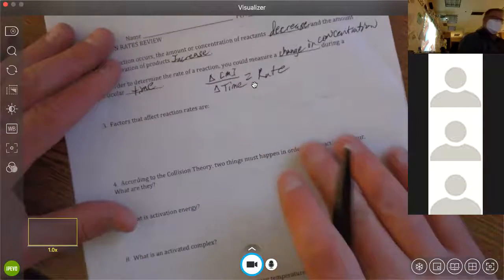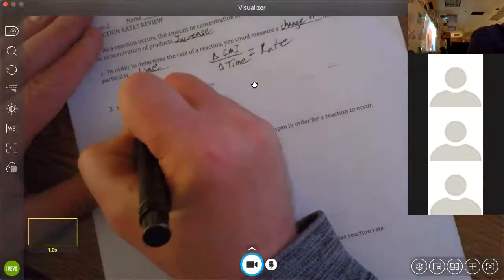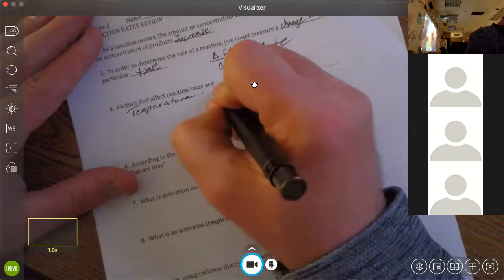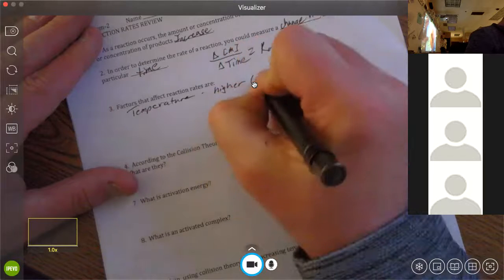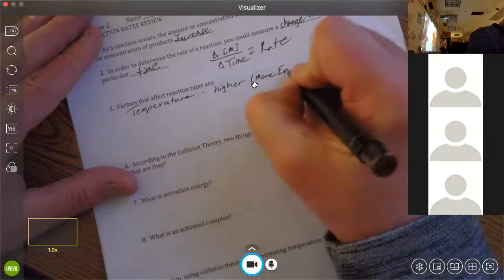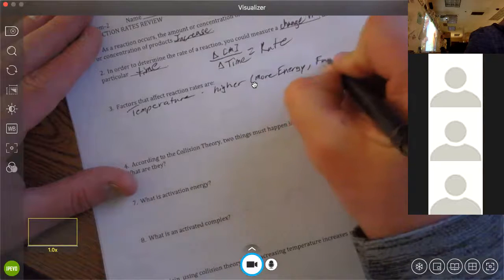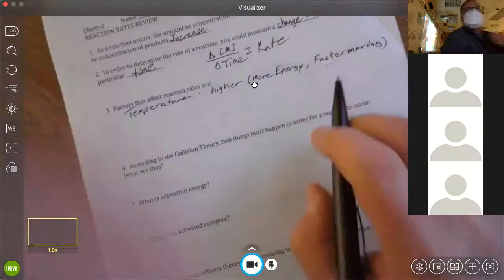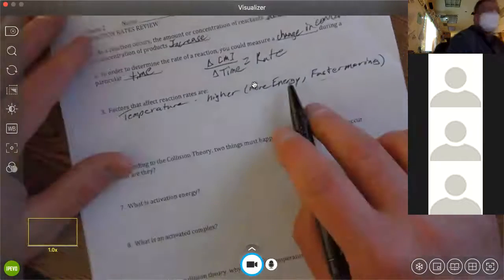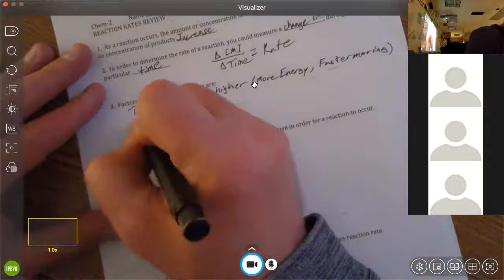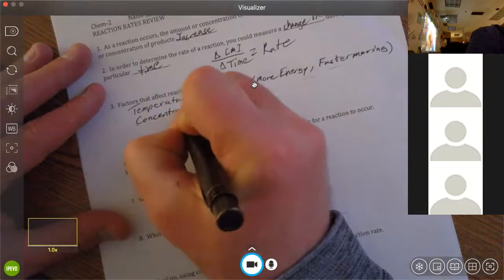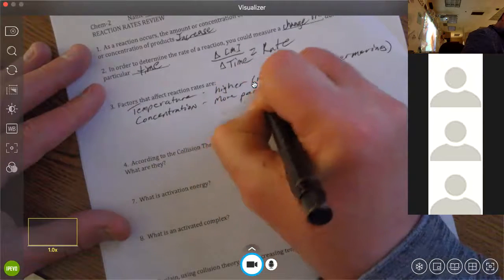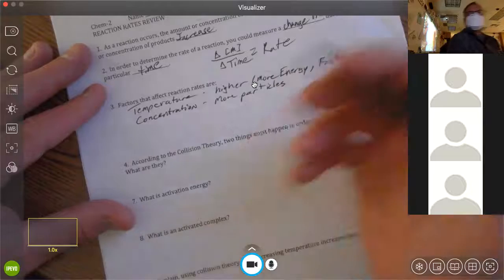Factors that affect reaction rates, well, the biggest one is temperature. The higher the temperature, the more energy, the faster moving particles. So you're going to have more collisions, and since they have that energy, they're more likely to be successful. Concentration: you have more particles per volume, so you're going to have more collisions.